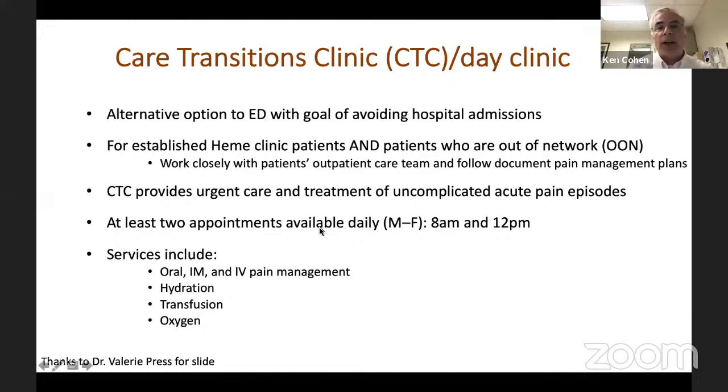Again, it provides urgent care and treatment of patients with uncomplicated pain episodes. And so if someone's having a more complicated issue, acute chest syndrome, for example, they are better served in the emergency department. We don't have a lot of appointments available per day, but we have a sufficient number, and we hope to expand. And again, patients can receive oral, IM, or intravenous pain management, hydration, and transfusions, and oxygen. Patients can be discharged from the unit or admitted to the hospital.